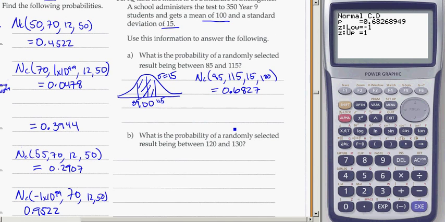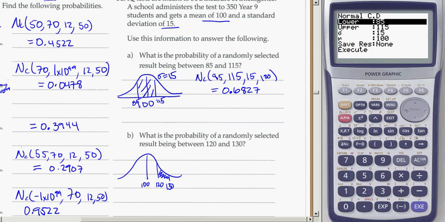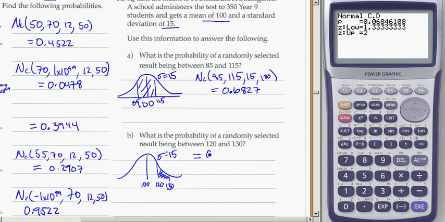What is the probability of a randomly selected result being between 120 and 130? So I'll redraw my diagram. Again, 100 is my mean. I'm looking at 120 to 130. So into my calculator, I've got a lower limit of 120, an upper limit of 130. 15 and 100 are still my mean and standard deviation. And here I can see I get a probability of 0.0685.